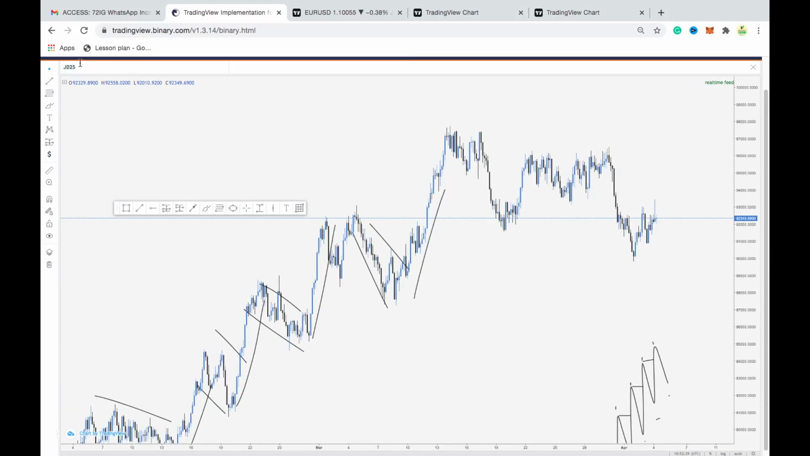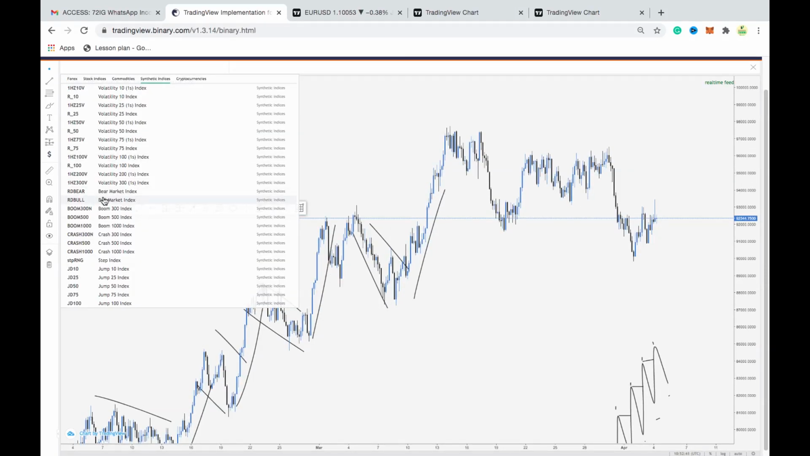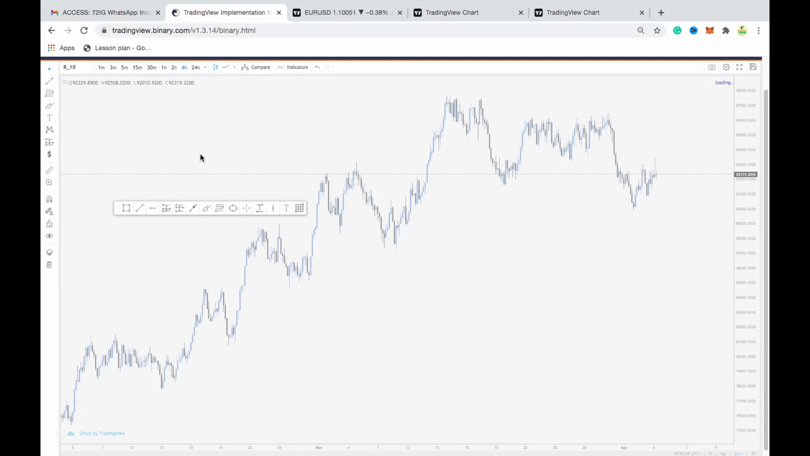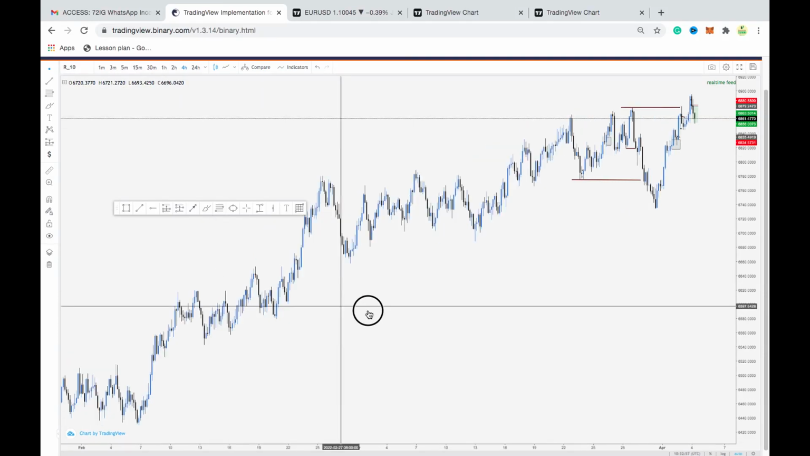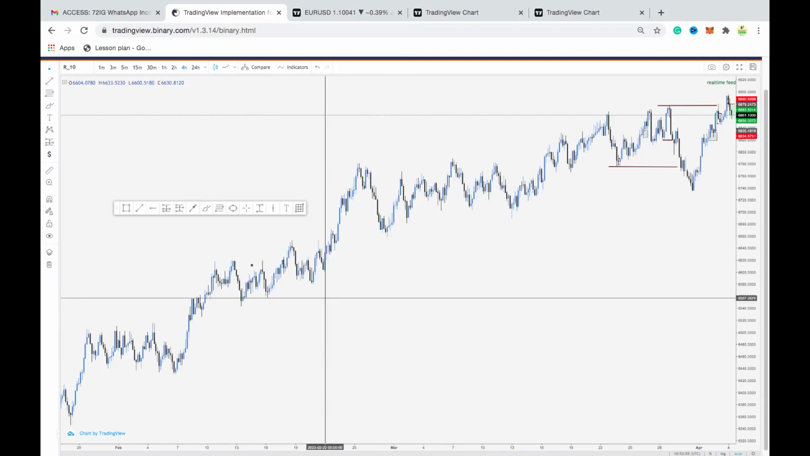If I show you from another perspective, or should I say another pair, let's look at Jump 10 Index. On Jump 10 Index you can still see the same thing. This is the 4 hours time frame. The structure of the market matters.